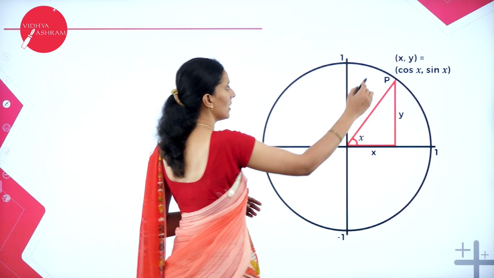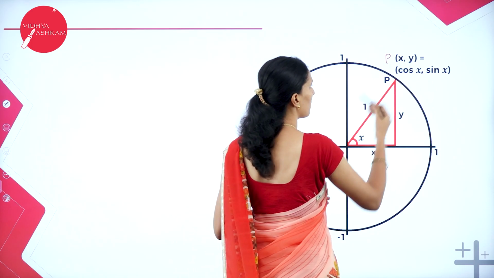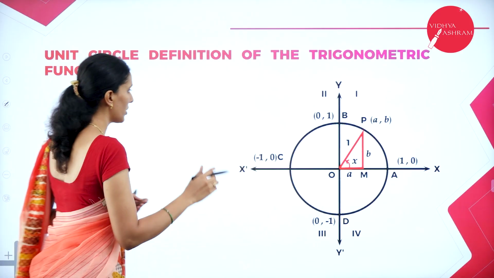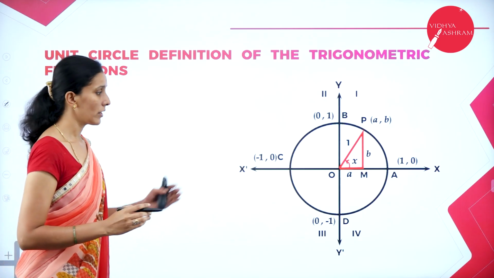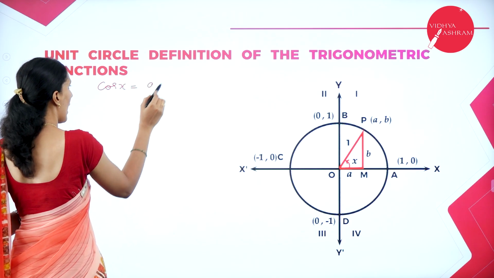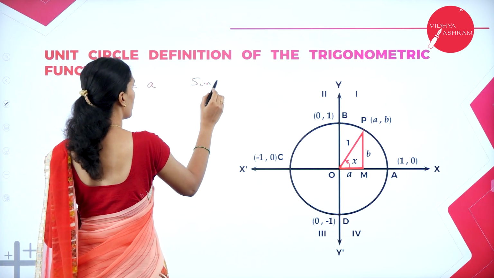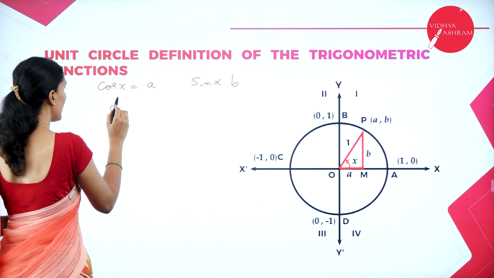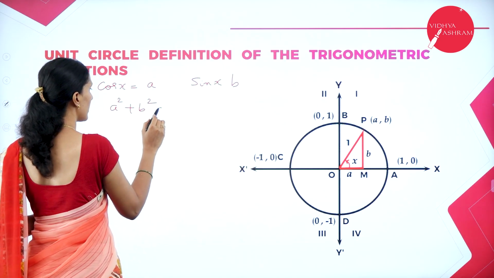That's why here the point P, if its coordinate in terms of x, y, can be replaced with cos x and sin x. Now, as you got here, you know how to use the Pythagoras theorem. What we got here, we got cos x as a and sin x as b. Applying Pythagoras theorem here, I'll get a square plus b square is equal to 1.